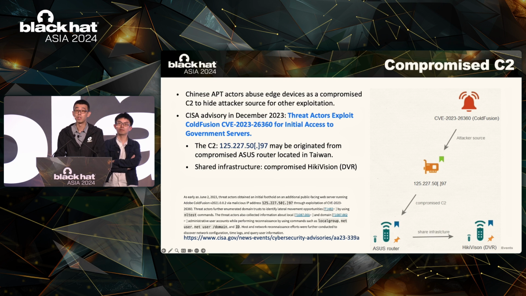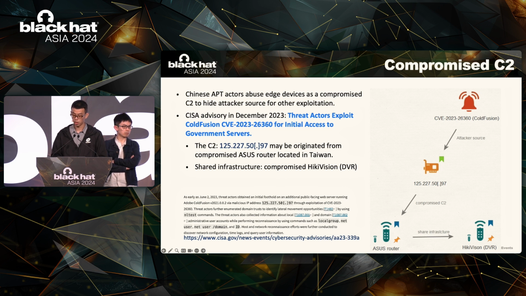The threat actor always compromises edge devices as compromised C2 in order to hide the attack source. Take the CSAR in December as an example. The threat actor exploited the vulnerability for initial access to the government servers. Although the vulnerability does not belong to an edge device, during the offensive operations the actor abused a compromised edge device in order to hide the attack source.